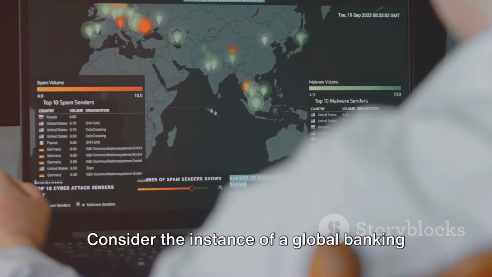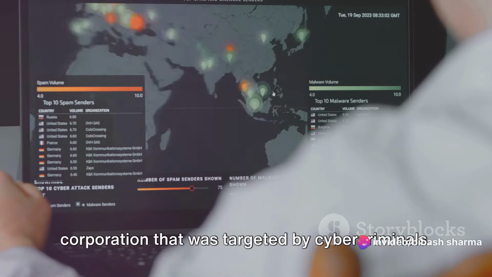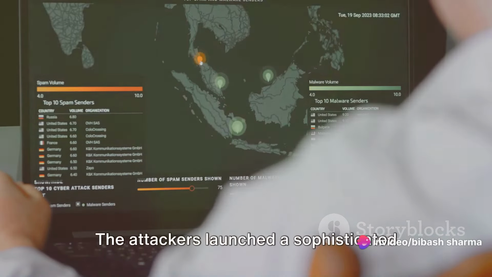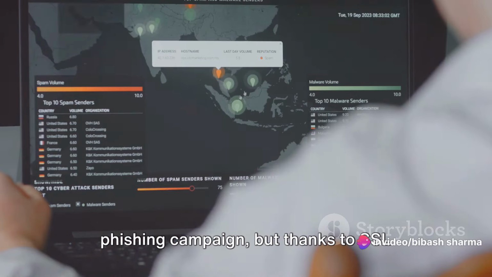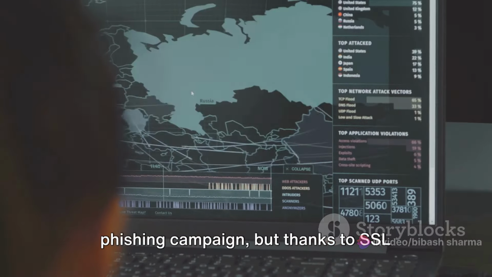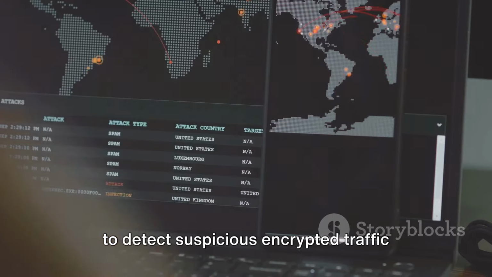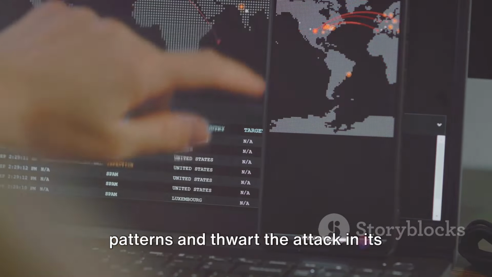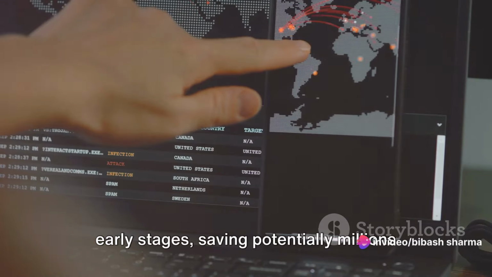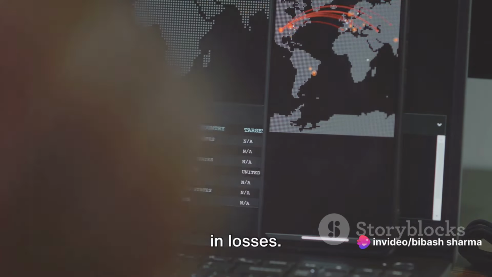Consider the instance of a global banking corporation that was targeted by cybercriminals. The attackers launched a sophisticated phishing campaign, but thanks to SSL analysis, the cybersecurity team was able to detect suspicious encrypted traffic patterns and thwart the attack in its early stages, saving potentially millions in losses.